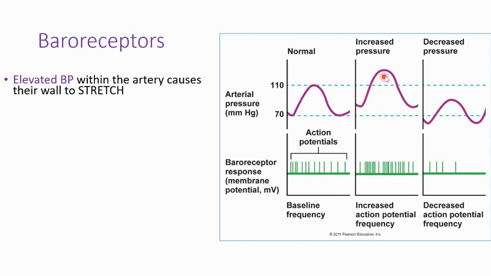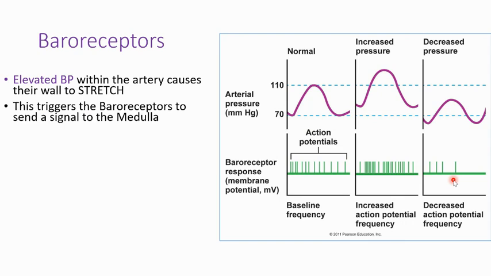Now that increased pressure is going to cause a stretch to occur. That's going to cause those baroreceptors to pick up on that, meaning we're going to increase action potentials, and those increased action potentials are then going to be hitting the cardioregulatory center of the medulla oblongata. If you have low stretch, it's going to decrease the frequency of action potentials to the cardioregulatory center, and that's going to ultimately tell the cardioregulatory center, hey, you need to speed up. Send a signal to the heart telling the heart to speed up.